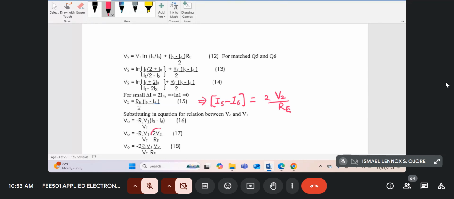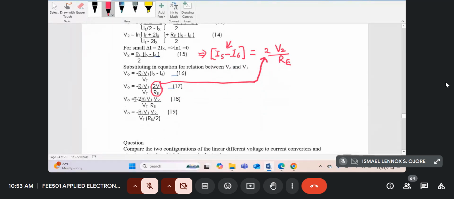So this term over here, which is this one, is just obtained from this substitution here from 15. So now we get the output as a function of both V1 and V2 for this new configuration. So for this new configuration, V naught is minus RL V1 into 2V2, all divided by VT into RE. Or put in a better form, we can write V naught is minus, take the 2 first in equation 17, 2 RL V1 V2 over VT RE.